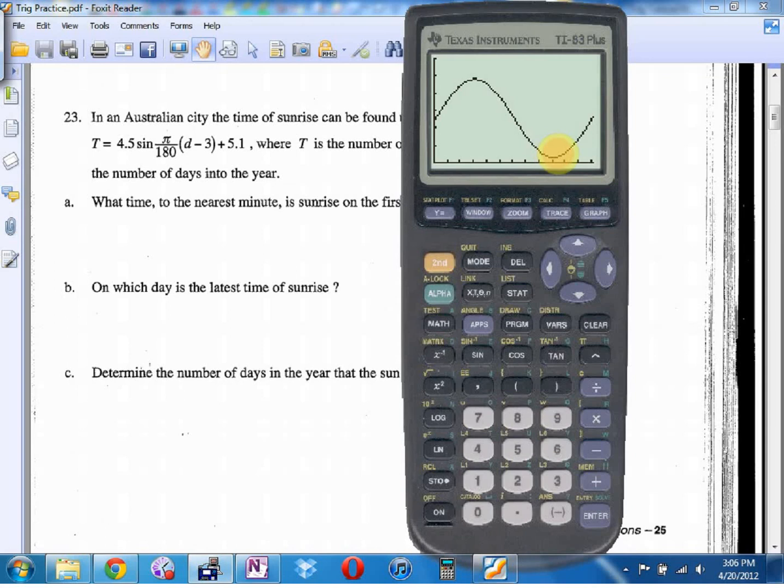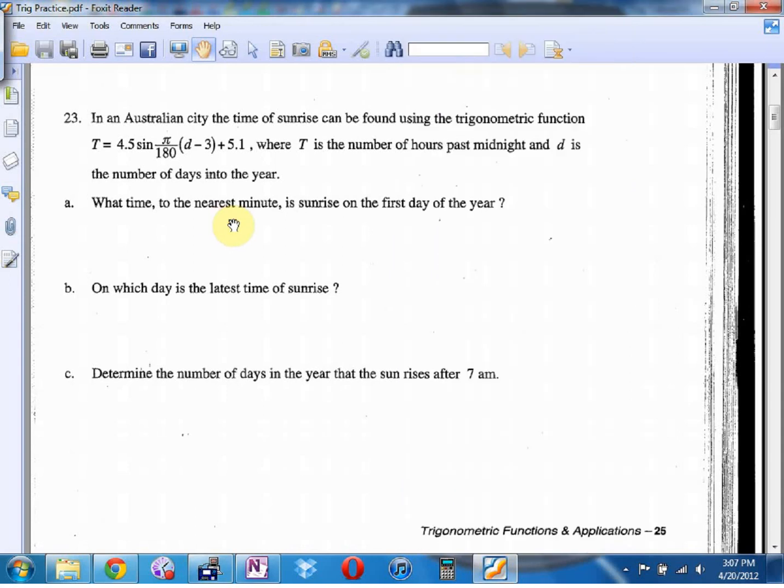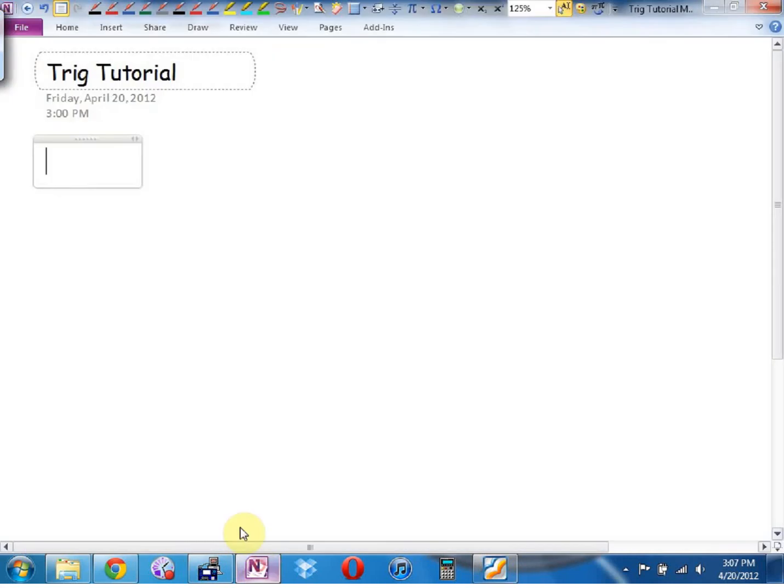Sunrise seems to be earliest in October, latest in January, February, March, April, somewhere around there. I'm not quite sure how the seasons work, or this might not be an accurate graph. I don't know. What do they want me to find in A? It says, what time to the nearest minute is sunrise on the first day of the year?